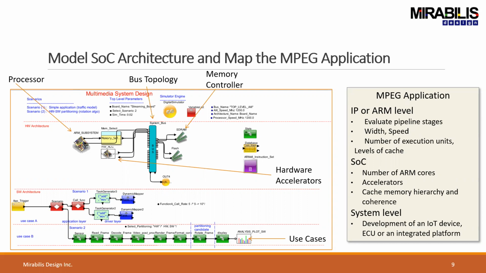Then at SoC level, the architect will be more interested in evaluating the right number of cores to be allocated for meeting the target while considering the cost trade-off. Do we need any accelerator for this particular use case? What is the cache memory hierarchy and the coherence protocols required? At the system level, we'll be more interested in the development of an entire system like an IoT device use case, or ECU, or an integrated platform altogether.